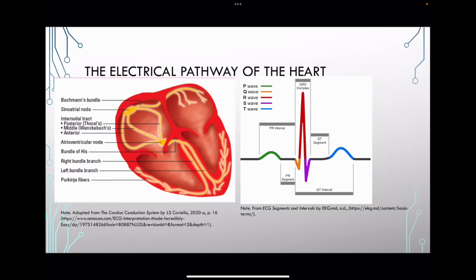Your P wave is going to be a smaller bump because it stems from one spot, which is that SA node.